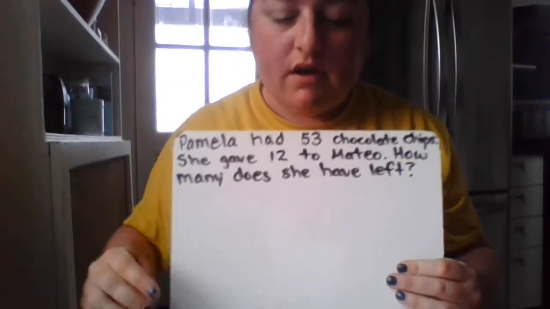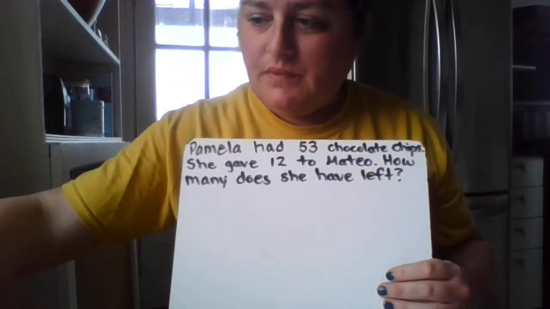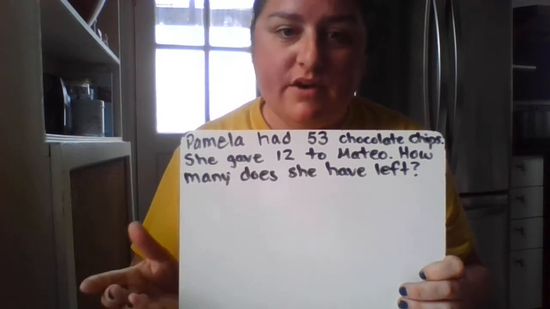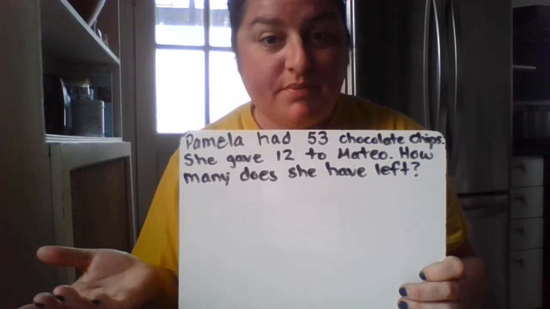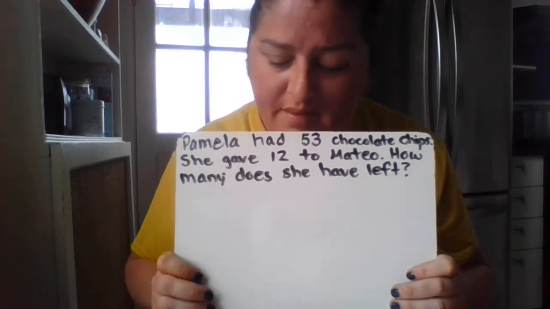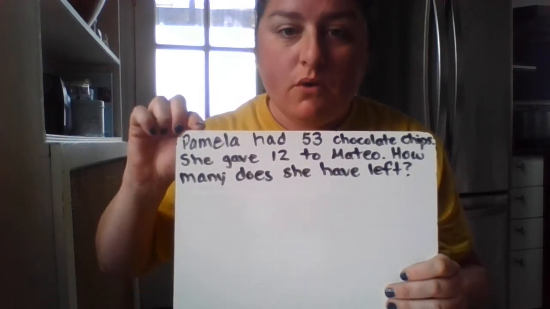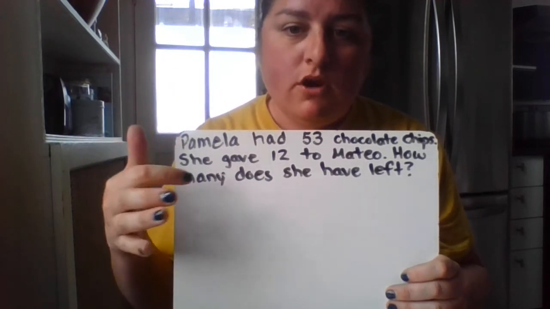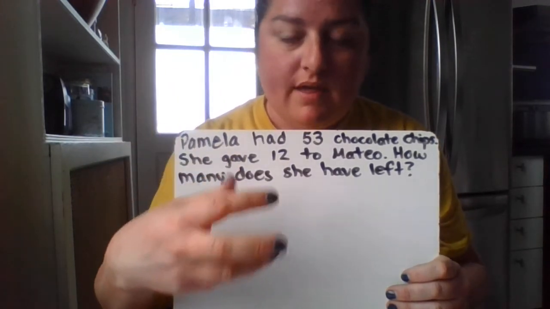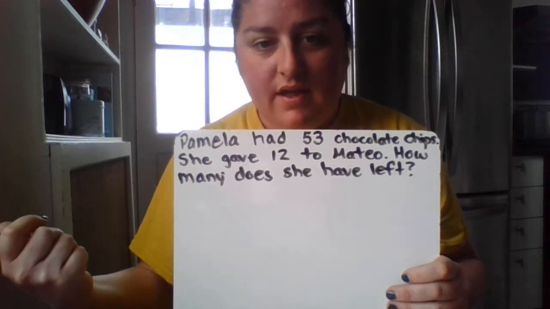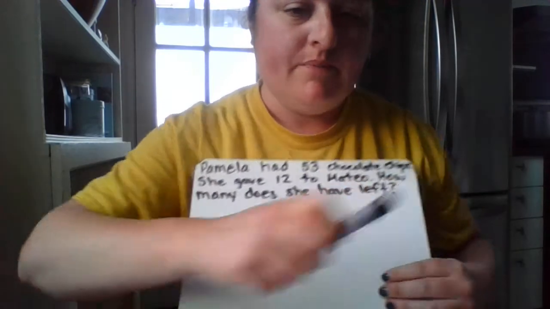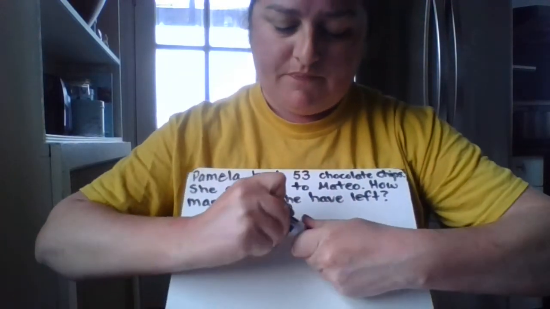So let's look at how we would solve this. And first, in my mind, I see, where do you see Pamela? Where do you see Mateo? What are they doing with their chocolate chips? I'm glad that Pamela is sharing with them. What do we know? We know Pamela starts with 53, so we know the start. We know she gave 12 away, so we change by taking 12 away. And we're trying to figure out how many she had left, so the result. So this would be a subtraction problem.